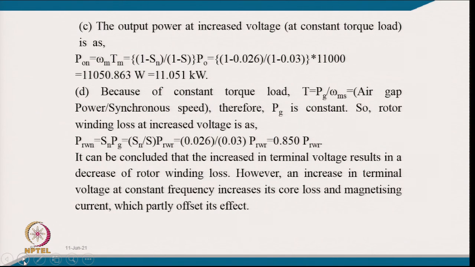So, it comes to 11.051 kilowatt, and because of the constant torque, T equal to P g upon omega ms, the air gap power upon synchronous speed, therefore, P g is constant. So, the rotor winding loss at this voltage comes to a little reduction because of the decrease in the slip, 0.085. It can be concluded that the increase in terminal voltage results in a decrease of rotor winding loss. However, an increase in the terminal voltage at constant frequency increases the core loss and magnetizing current, which partly offsets this effect.